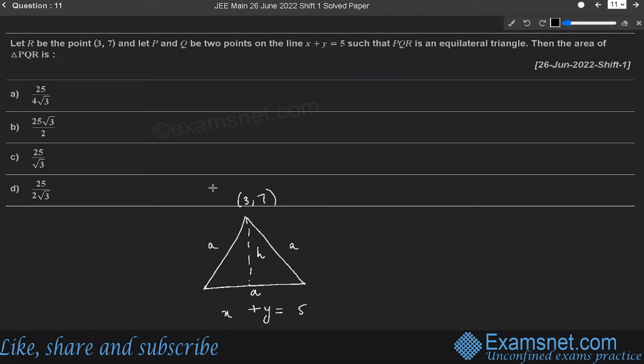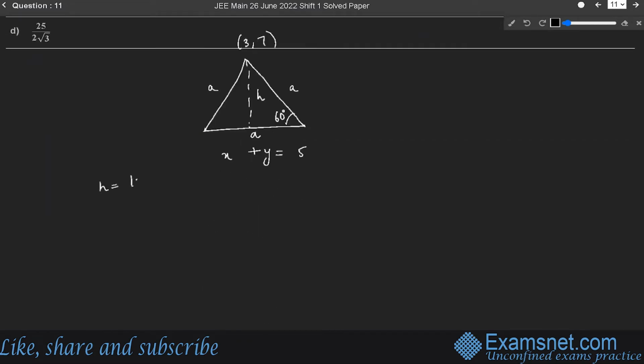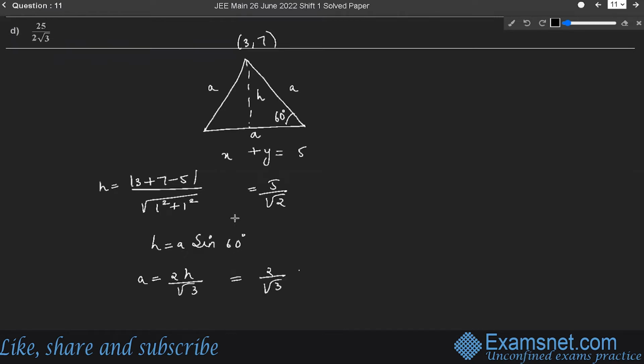Since it is an equilateral triangle, the angle will be equal to 60 degrees, and letting the side of this triangle equal to a, we know that h is equal to mod of (3 plus 7 minus 5) divided by under root of 1 square plus 1 square. So this will be equal to 5 upon root 2. From the figure, we can say that h is equal to a sine 60 degrees. So we can say that a will be equal to 2h upon root 3, which will be equal to 2 upon root 3 into 5 upon root 2, which is equal to 10 upon under root of 6.